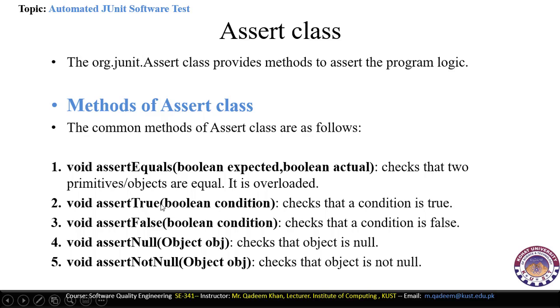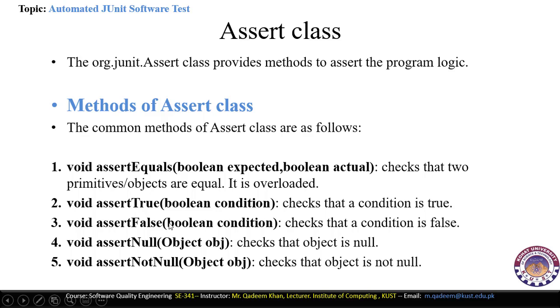Second one is assertTrue(boolean condition). You can see there is just one parameter here. This assertTrue function checks that the condition is true. That means that if the condition is true, then the test passes. Similarly, assertFalse is the opposite of assertTrue. The assertFalse function checks that the condition is false.